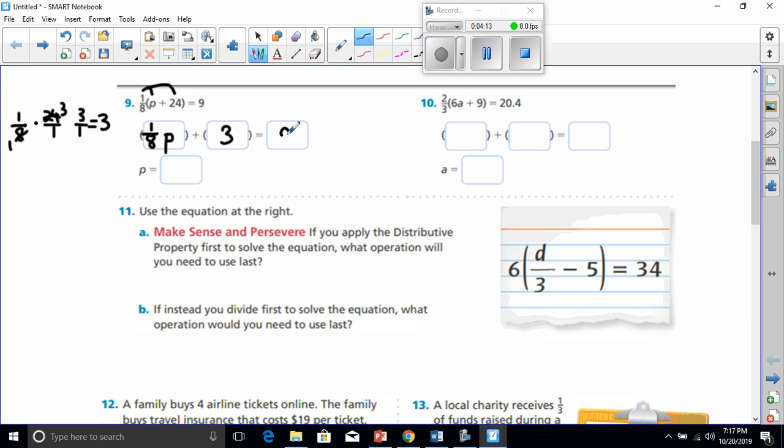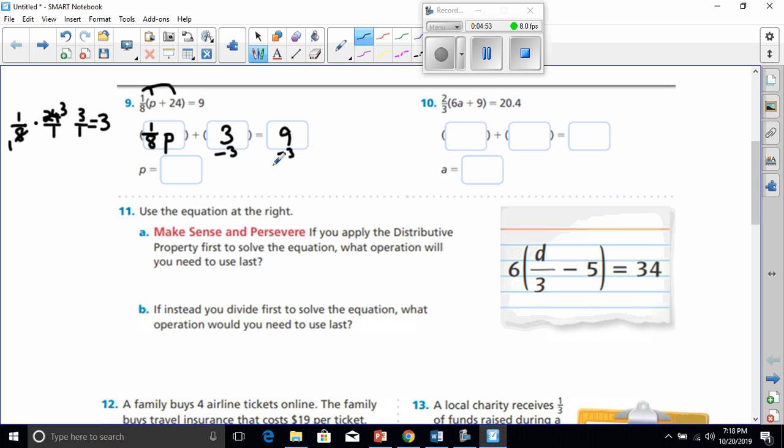And 9 is left unchecked because I wasn't distributing my property to that, only to the things in the parentheses. Now, it says P is equal to something. Well, first of all, we have to go ahead and realize we have 3 over here, and equals 9. I'm not crazy about how the book has done this, but if I'm going to get rid of this 3, I'm going to have to go ahead and subtract 3 from it. Whatever I subtract from one side of the equal sign, I have to subtract from the other side. 9 minus 3 is 6.